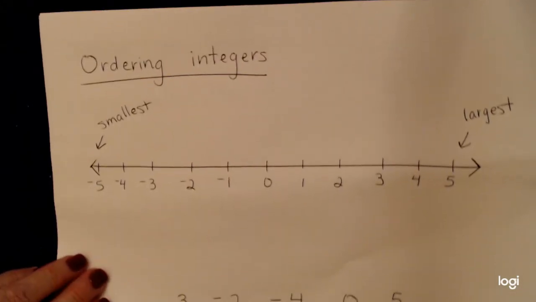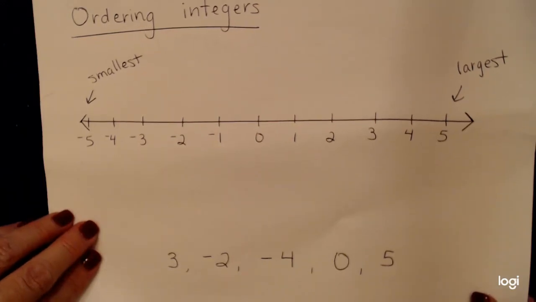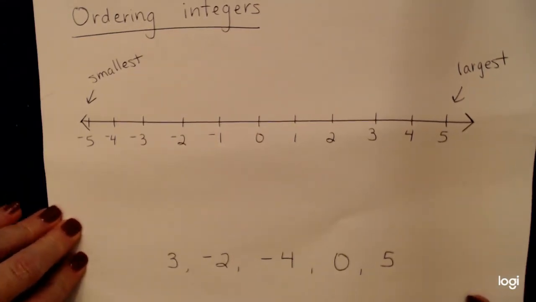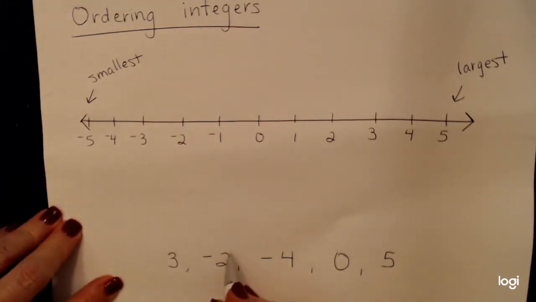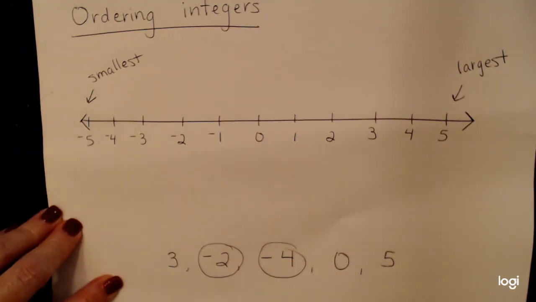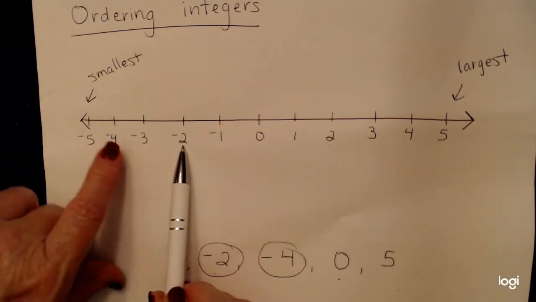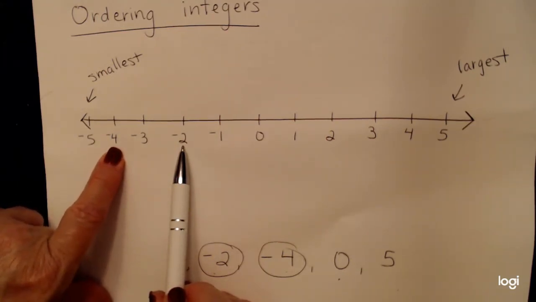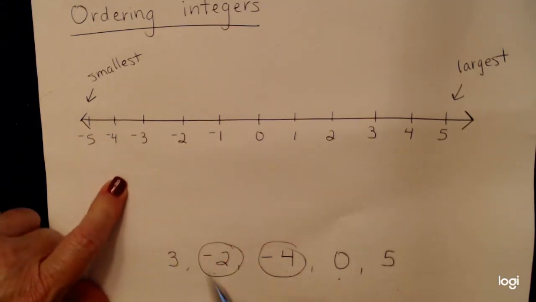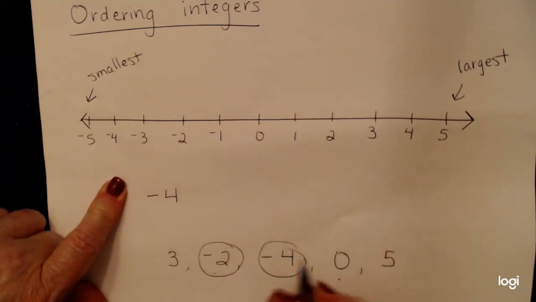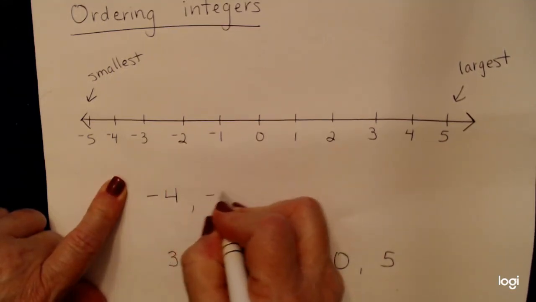What I have down here is an example of some integers that I would like for us to put in order from least to greatest. Least means the smaller numbers first. I have two negative numbers, and negative numbers are smaller than 0, and they are smaller than positive numbers. If I look at -2 and -4, I notice that -2 is here and -4 is here. The one furthest to the left is -4. It is 4 places further away from 0. So my smallest number is going to be -4. The next one would be -2.